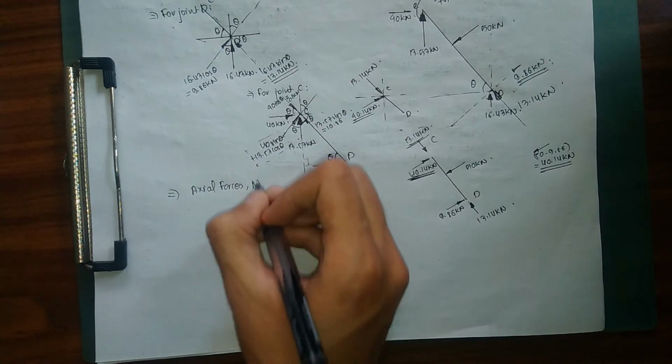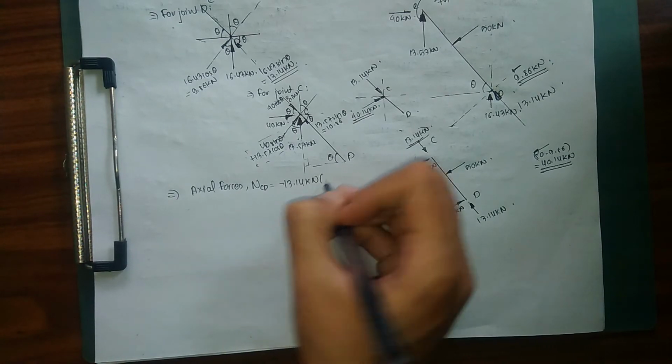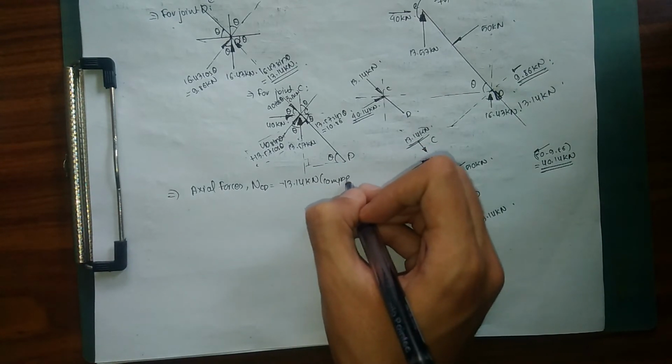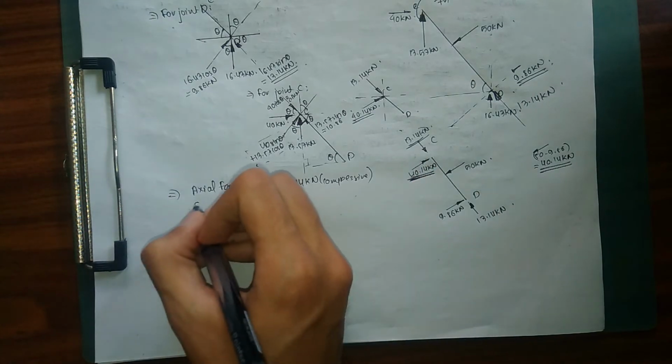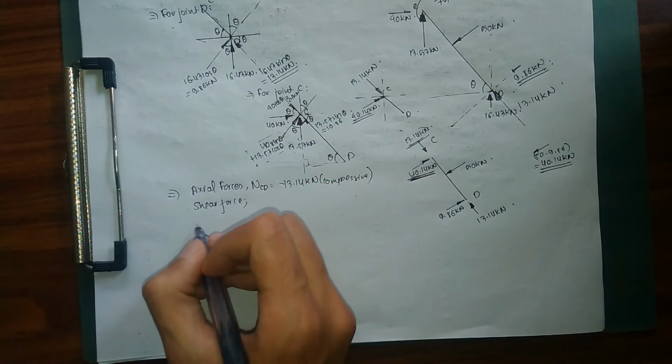So our axial force NCD is going to be equal to minus 13.14. I have already explained why: because this is of the same nature, compressive. Now for our shear force. We are going to find our shear force at C.